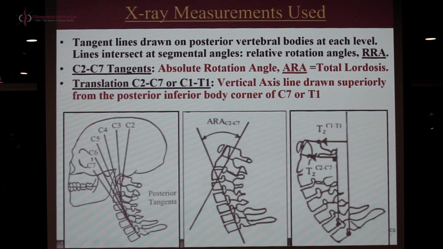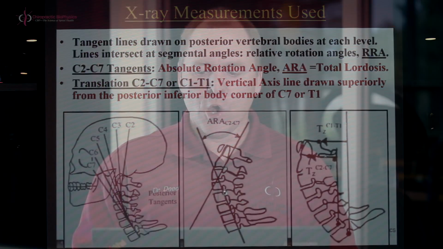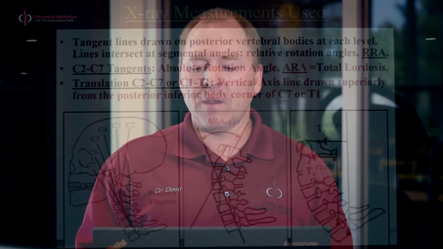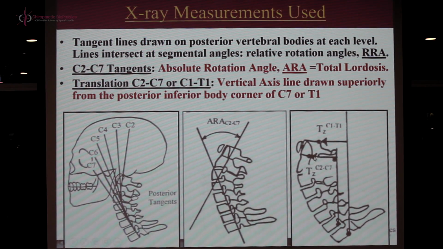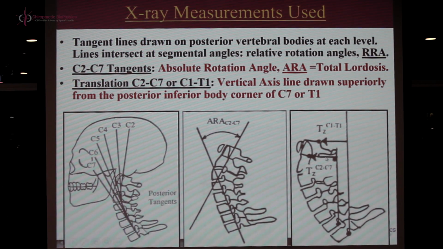How far is the posterior superior body corner of C2, relative horizontally, to a vertical line that comes up from the posterior inferior body corner of C7? That horizontal distance is anterior head translation. Normal subjects had up to 10 millimeters, and the abnormal subjects were allowed to have up to 24 millimeters. Okay?